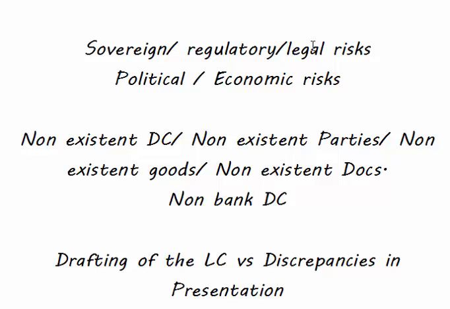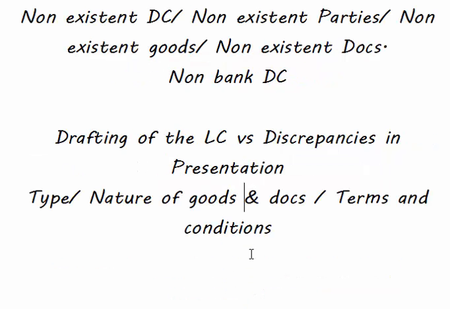Sovereign, regulatory, and legal risk are that after the supply has been made and before payment is received, something happens in the country, or some regulation comes up, or some legislation is thrown up, or the courts intervene and pass an injunction. There could also be a political or economic risk which cannot be gauged at the time of the transaction. So we have seen this non-existent goods or documents. There are so many problems or discrepancies that arise in the documents, because of which the beneficiary is not able to get the payment. The discrepancies also arise because the applicant is not able to spell out exactly what he is looking for and what he wants.